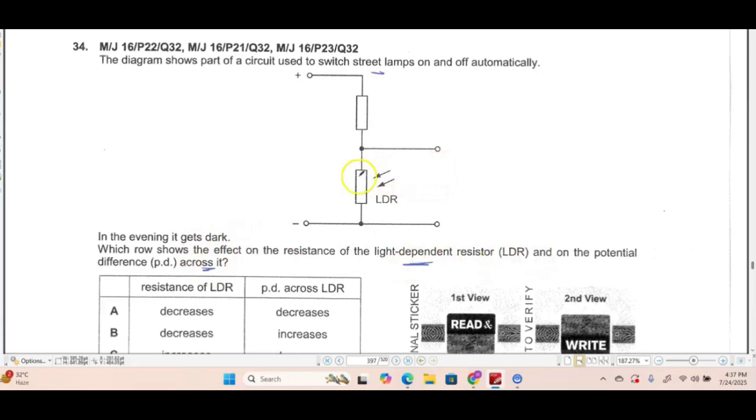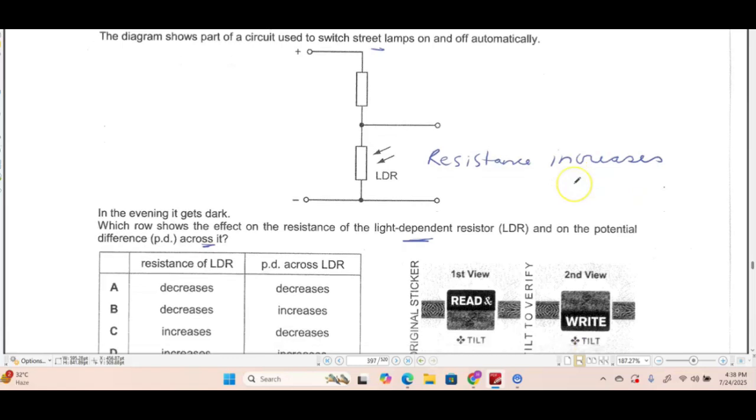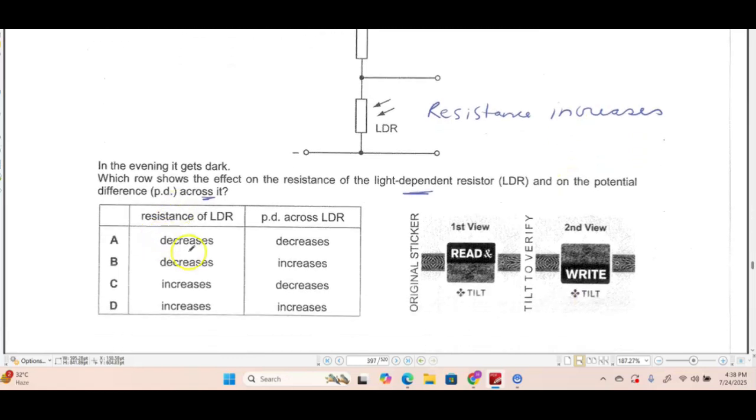When the light is dim, the resistance is going to increase. So the resistance of the LDR is going to increase, and these two options are eliminated. And as the resistance has increased, the PD across the LDR, if we have a voltmeter over here, the reading on the voltmeter is going to increase as well. So D is our correct option. Okay?